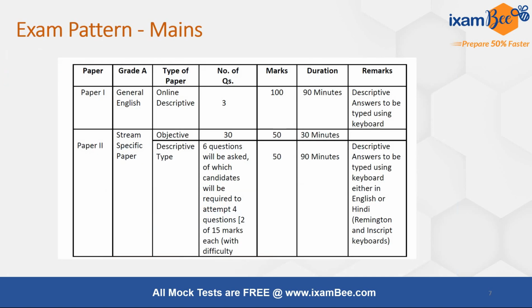Let's now talk about where your knowledge for the finance paper will be tested. Your phase 2 or mains paper will consist of 2 papers: your descriptive English or general English paper, which will have an essay, your RC and your writing skills, and then a paper 2, which will be the finance paper consisting of a 30 MCQs objective paper of 50 marks and a 50 marks descriptive paper consisting of 6 questions, out of which you have to attempt 4 questions.